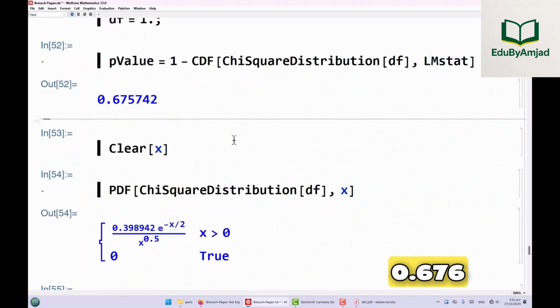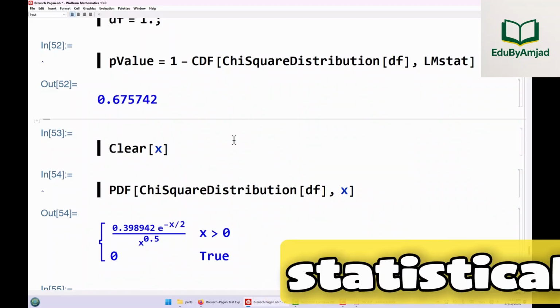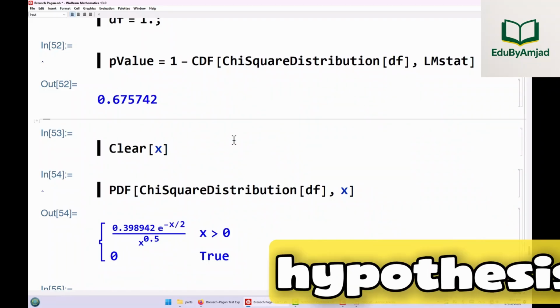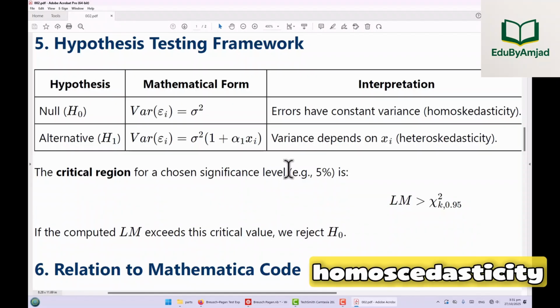Since 0.676 is quite high, it indicates a large probability of committing a statistical error if we reject the null hypothesis. Therefore, we safely conclude that homoresid exhibits homoskedasticity.